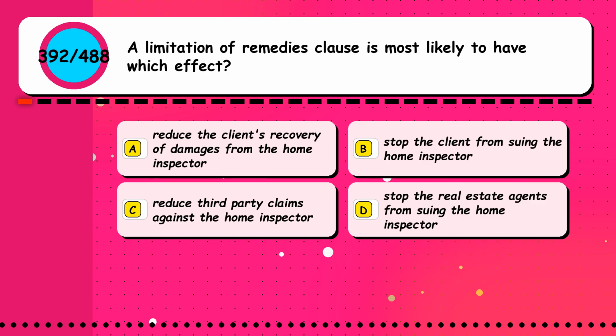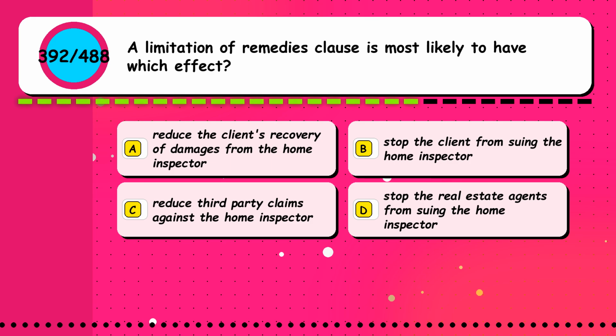Question 392. A limitation of remedies clause is most likely to have which effect? Option A. Reduce the client's recovery of damages from the home inspector. Option B. Stop the client from suing the home inspector. Option C. Reduce third-party claims against the home inspector. Option D. Stop the real estate agents from suing the home inspector.